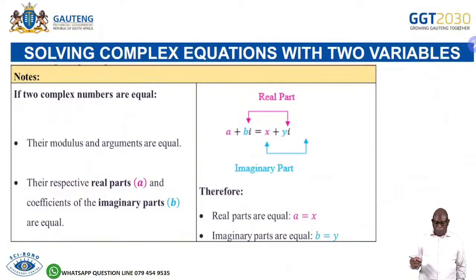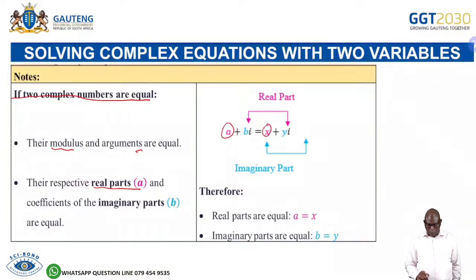Now, if you're solving complex equations with two variables, if two complex numbers are equal, then their modulus and argument will also be equal. Their respective real parts will also be equal, and the coefficients of the imaginary parts are also equal. We are only going to concentrate on the coefficient. You must know what a coefficient is: if I've got 2a, 2 is the coefficient of a. Therefore the real parts will be equal and the imaginary parts will also be equal.